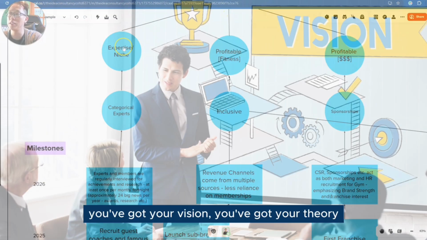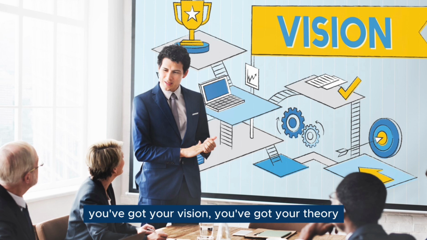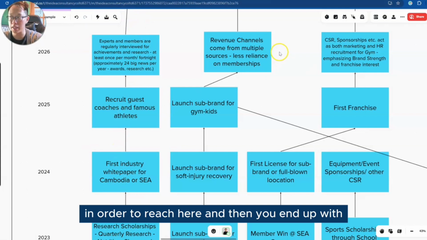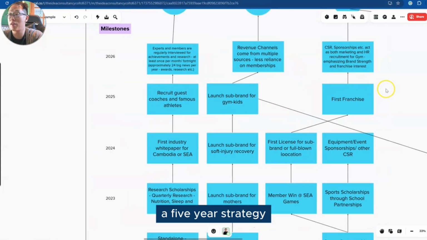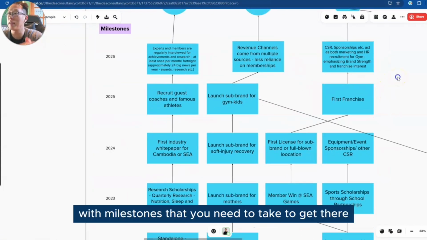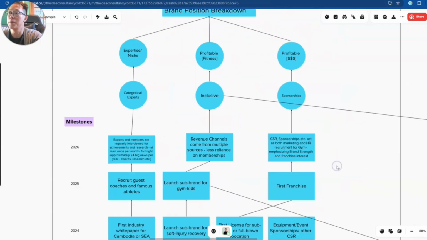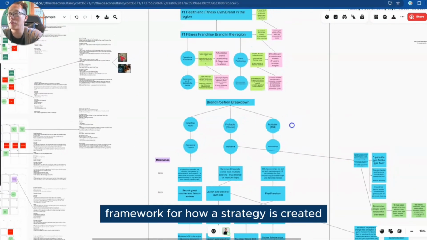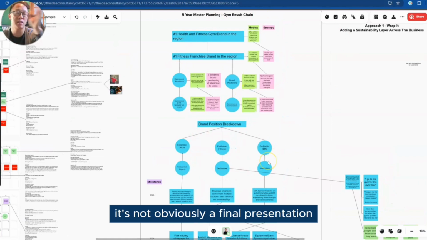You've got your vision, you've got your theory, and then you interpret that clearly to say this is exactly what that would look like. And then you break that down step by step to say, these are the things that we would need to do in order to reach here. And then you end up with a 5-year strategy with milestones that you need to take to get there. So this is a generic work-in-progress framework for how a strategy is created. It's obviously not a final presentation.